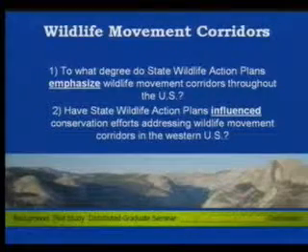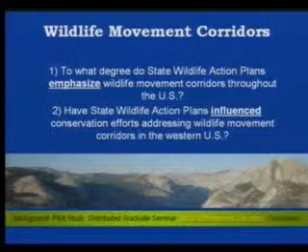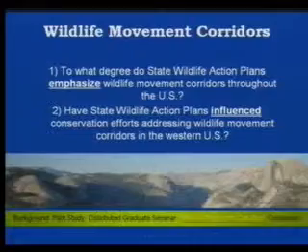So to address this topic, we focused on two scales. The first question addresses it on a national scale and focuses on the emphasis that state wildlife action plans placed on wildlife movement corridors within their plans. The second question is on more of a regional scale and focuses on the influence that state wildlife action plans had on conservation efforts within 5 states in the western US. These states are California, Oregon, Washington, Idaho, and Nevada.